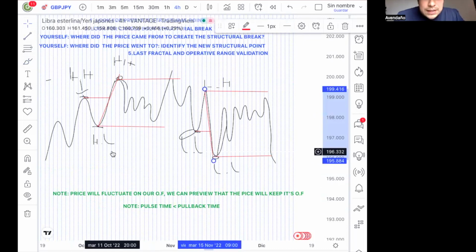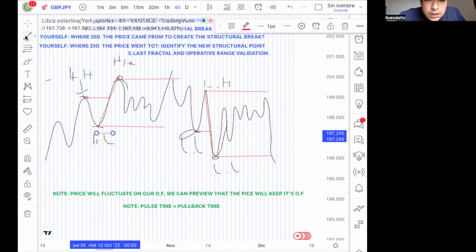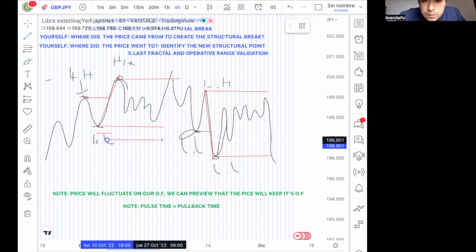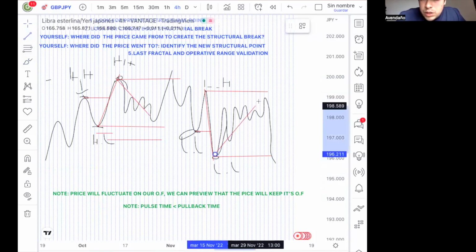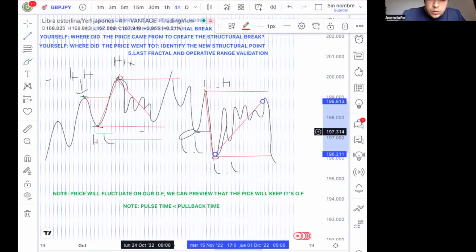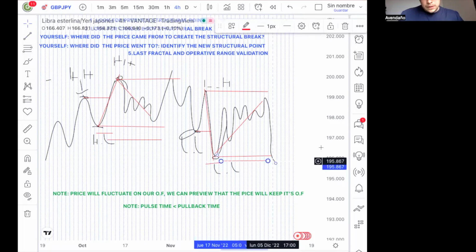And we may be seeing that the pulse time is lower than the pullback time. This is the pullback, right? Most of you already know that. So yes, we will be seeing that the pulse time is lower than the pullback time. Perfect.